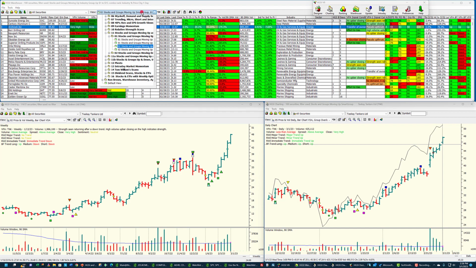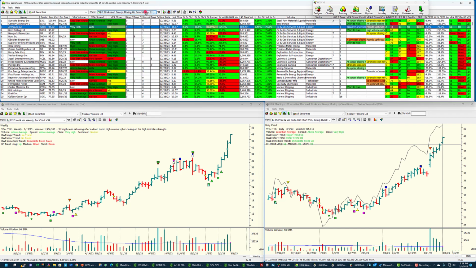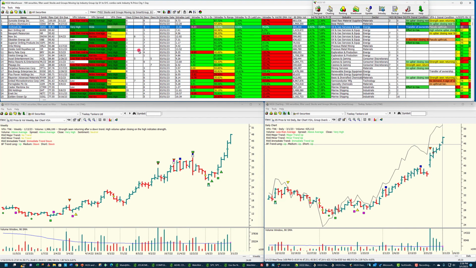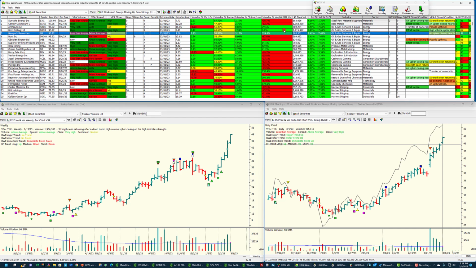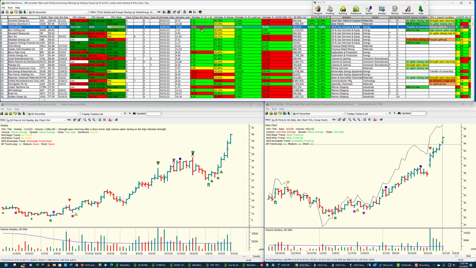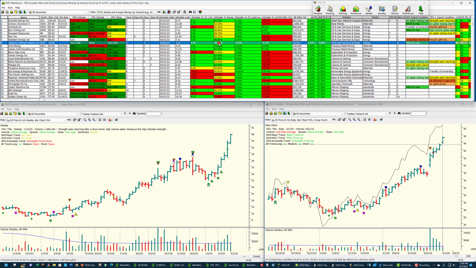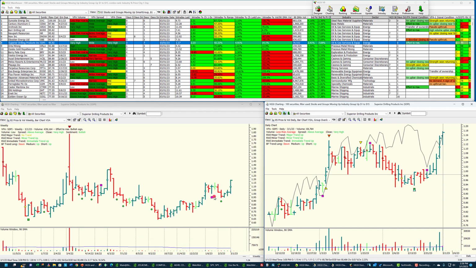First, I'll disengage the combo, and then I'll move down to the intraday. And you can see that this group is still moving up, oil and gas and services, but some of the stocks are down in their daily range. Let's look at Superior Drilling Products. Now, it really hasn't made a huge movement. Well, this is an inexpensive stock.